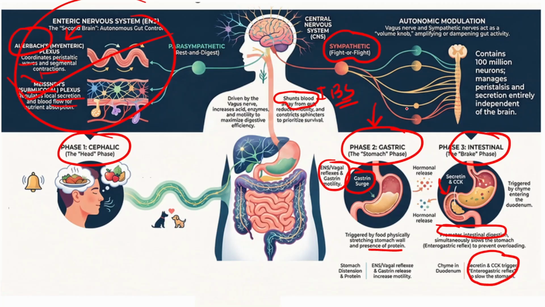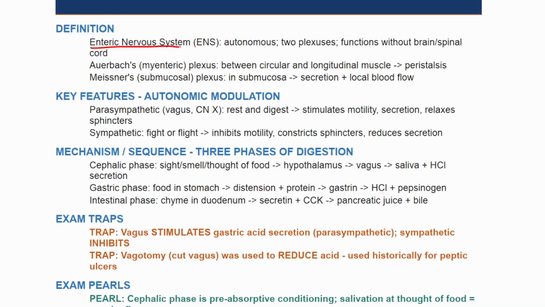We completed everything in our canvas phase. Now we need to move to the anchor phase to recap what we have studied and the important caveats for the exam. The slide formula defines the enteric nervous system, or ENS, as an autonomous neural network consisting of two highly specialized plexuses that function entirely without direct input from the brain or spinal cord. Nestled within this independent network, Auerbach's plexus, also termed the myenteric plexus, is located between the circular and longitudinal muscle layers to serve as the primary driver coordinating peristalsis.